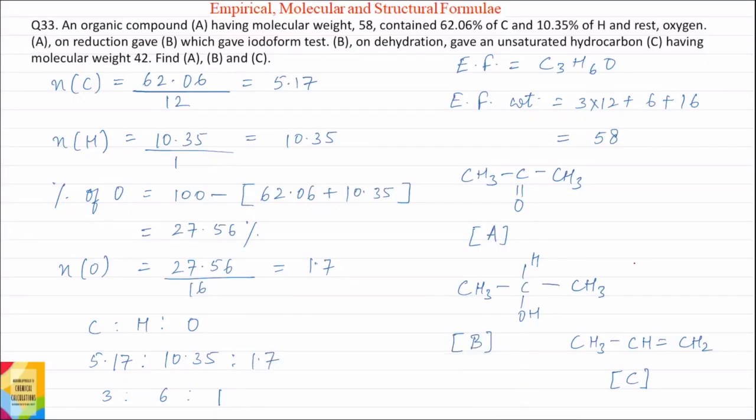Question 33. An organic compound A having molecular weight 58 contains 62.06% of carbon and 10.35% of hydrogen and rest oxygen. A on reduction gave B, which gave iodoform test. B on dehydration gave an unsaturated hydrocarbon C having molecular weight 42. Find A, B and C.